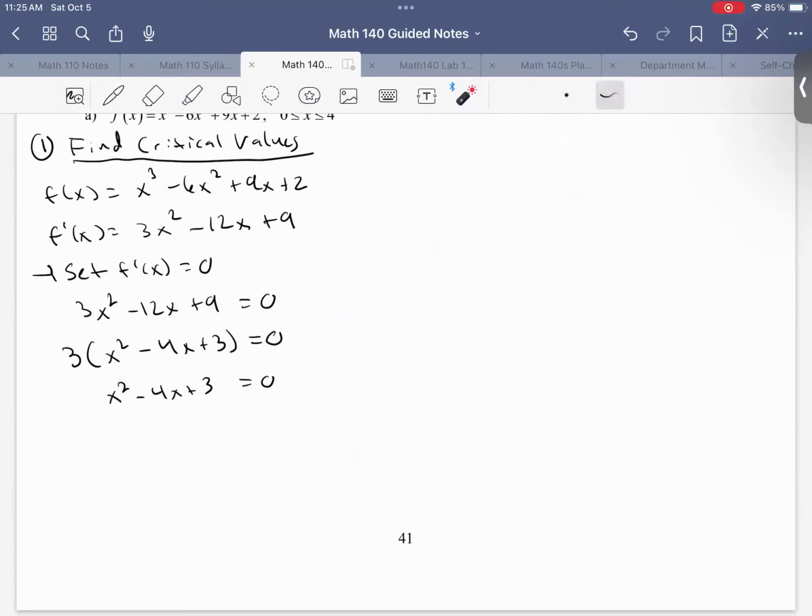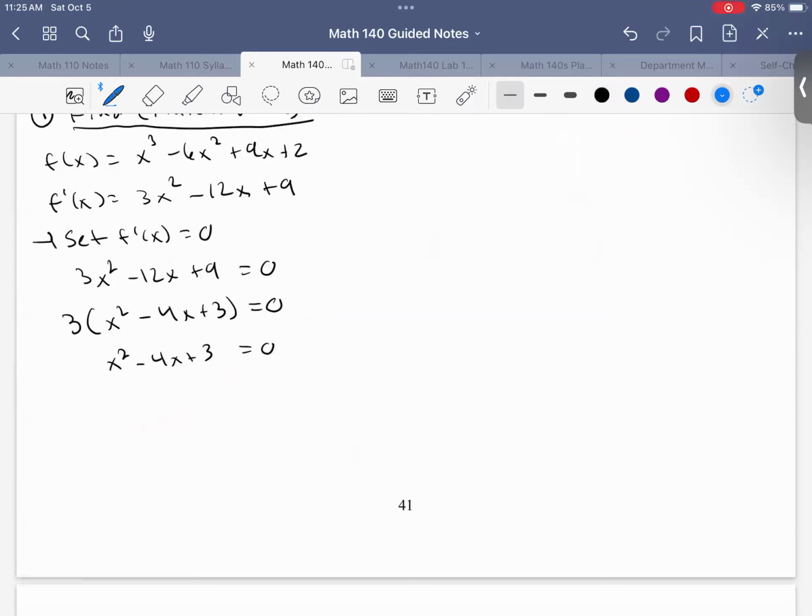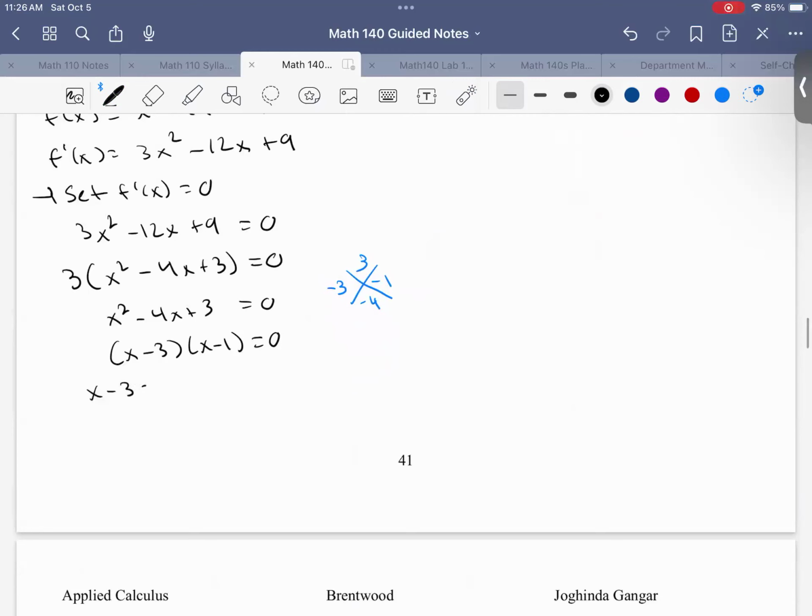All right, so finishing out my factoring. This is the way I was taught. You might do it differently, but the way I factor is I want to find two numbers that multiply to 3 and add up to -4. Those two numbers are -3 and -1. So this thing factors into x minus 3, x minus 1 equals 0. Then I just solve for x, and I get x equals 3 and x equals 1. So critical values are x equals 3, x equals 1.